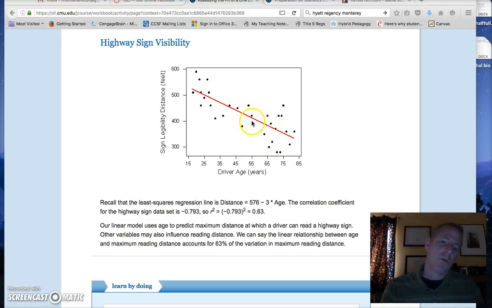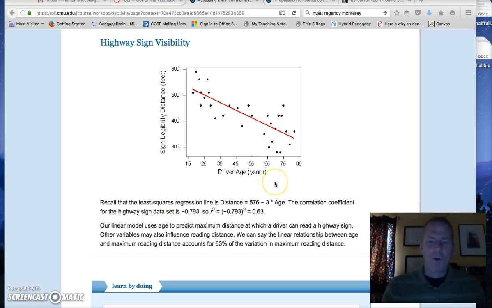And then we see that it really doesn't have many outliers. Maybe that one up there is an outlier. You might argue about that one, or maybe something down here. But overall, it's a pretty strong relationship. This seems to suggest that as you get older as a driver, the distance that you can see a sign decreases. And younger drivers, of course, can see a sign further away.